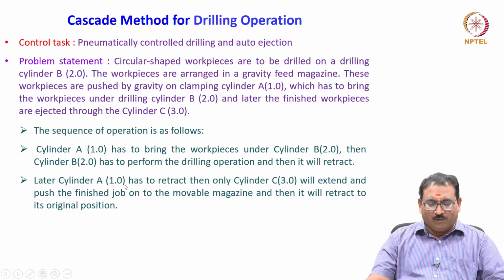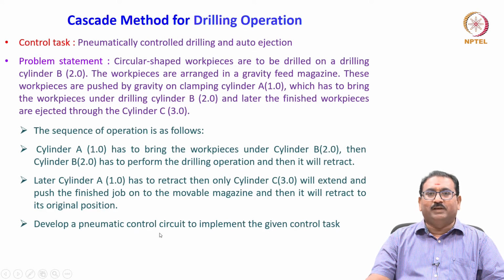Later, A 1.0 has to retract, then only cylinder C 3.0 will extend and push the finished job onto the movable magazine, and then it will retract to its original position. This is a condition you have to follow. Develop a pneumatic circuit to implement the given task. As usual, you have to adopt any method.